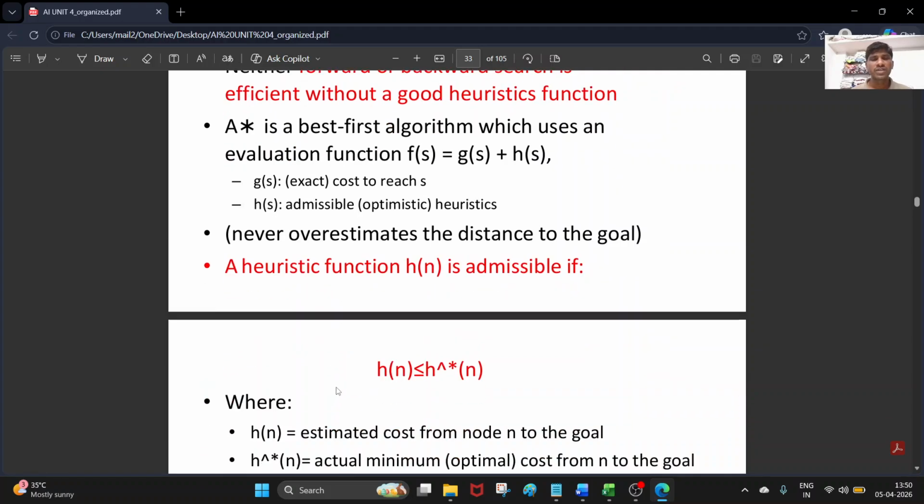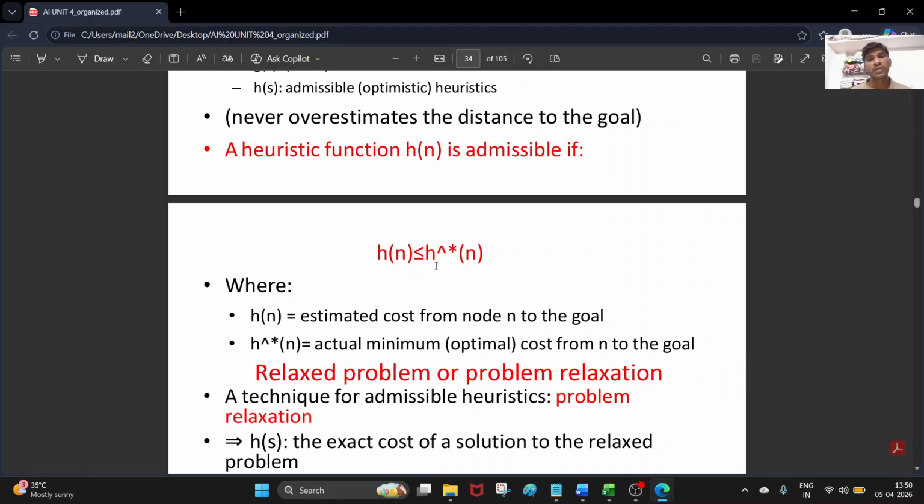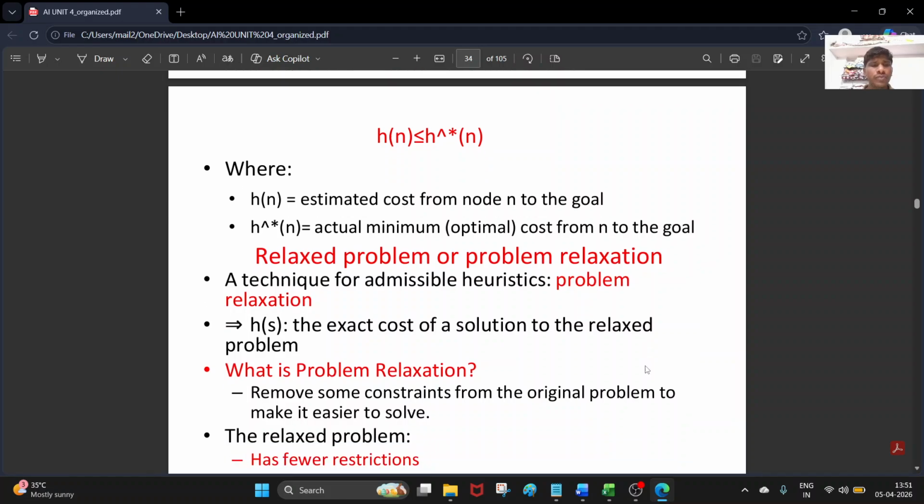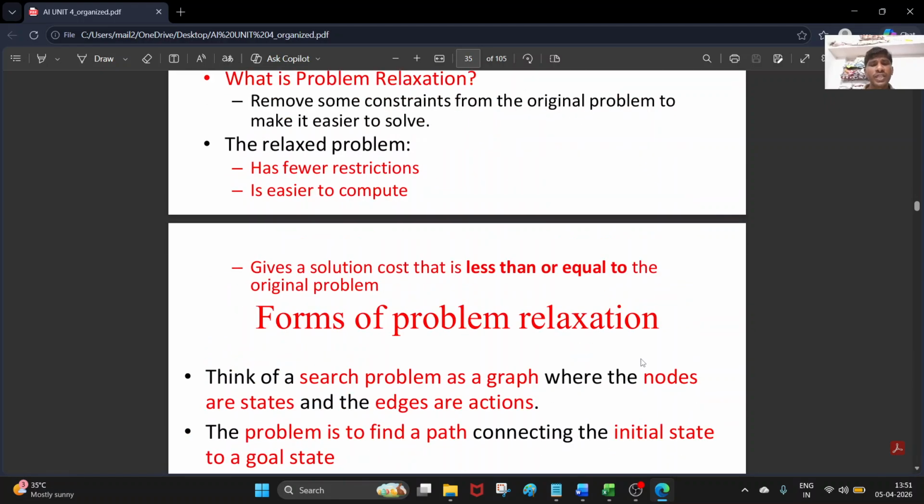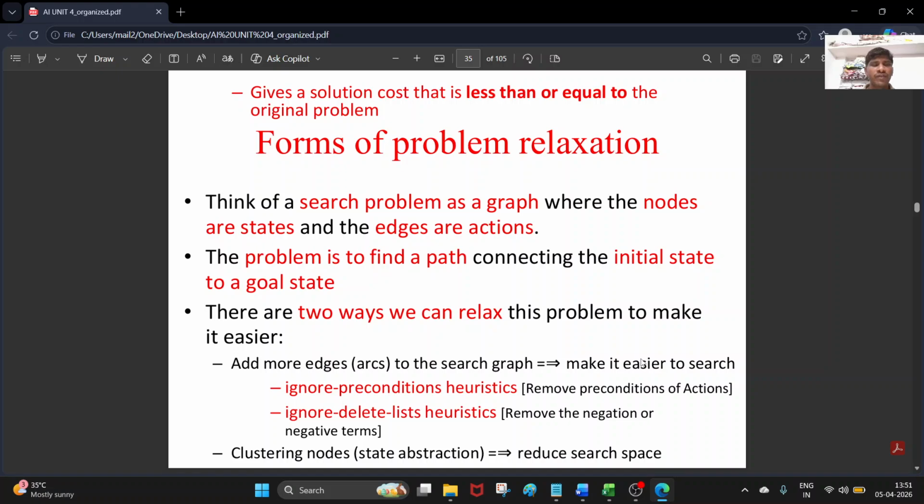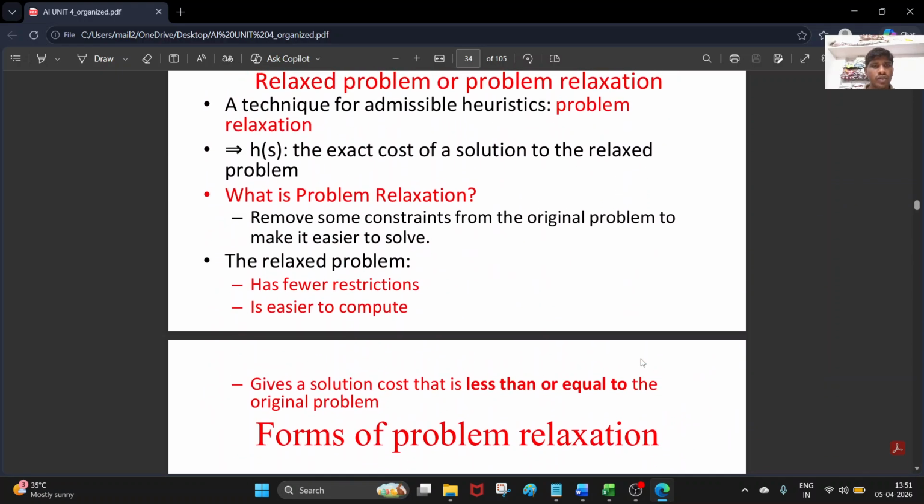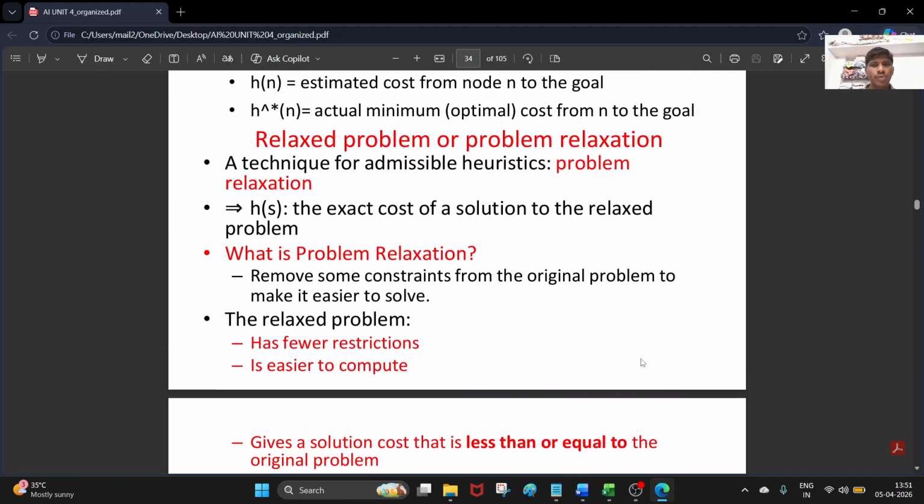A heuristic function h(n) is admissible if h(n) is less than or equal to h*(n), where h*(n) is the actual optimal cost to the goal node. So in heuristic planning, you have the heuristic value for reaching a particular goal. Next, a form of problem relaxation. A technique for an admissible heuristic is called problem relaxation. The exact cost for the solution is relaxed, so h(s) can be relaxed, which is problem relaxation.